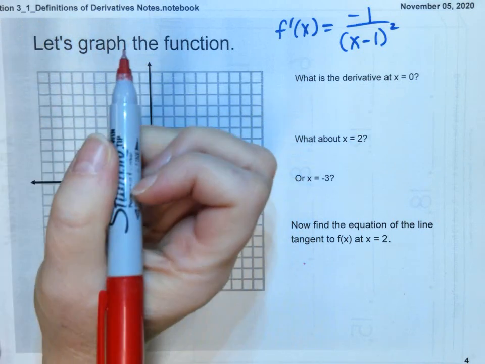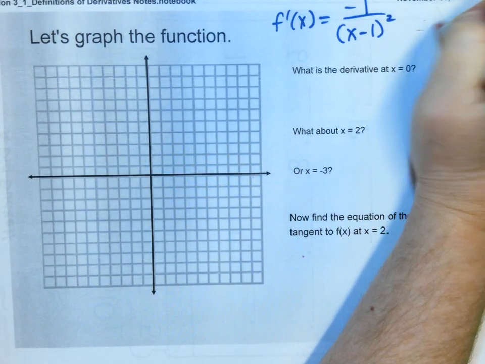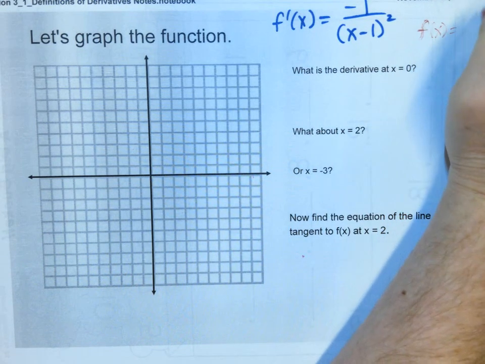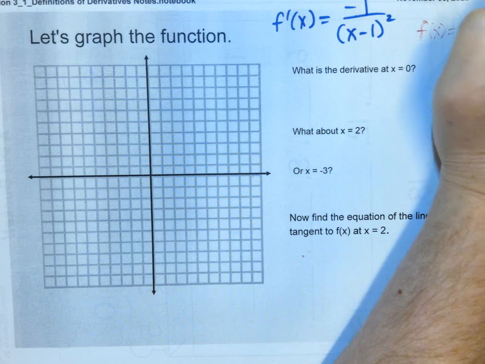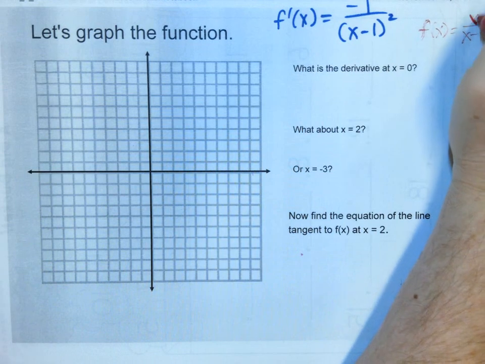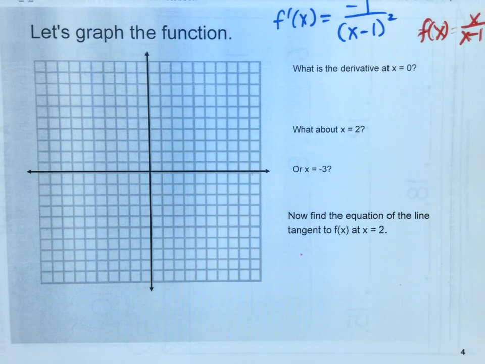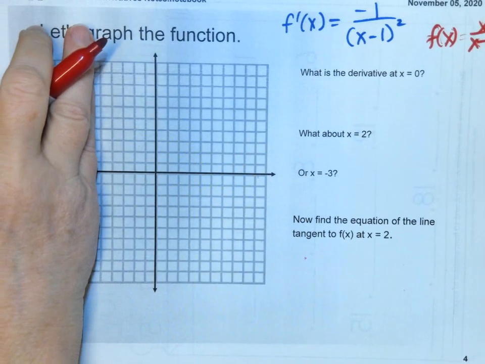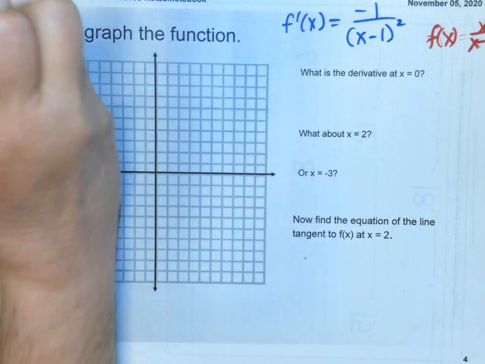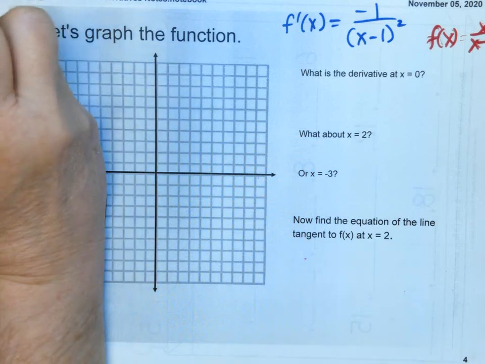Our original equation was x over x minus 1. That was our original. Okay, so let's find a few points. I'm not sure how I got some of these points, but we'll find out. Let's pick a value.